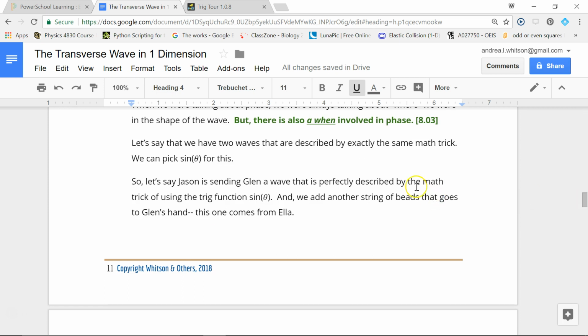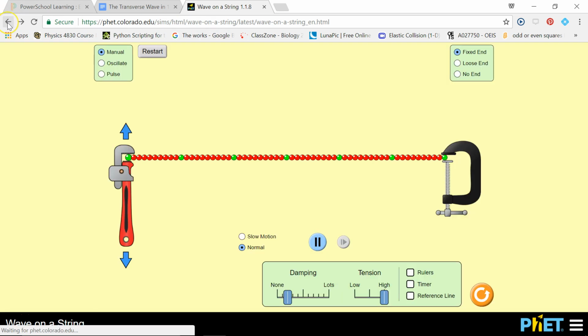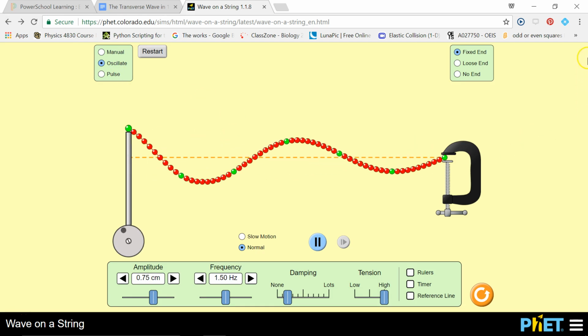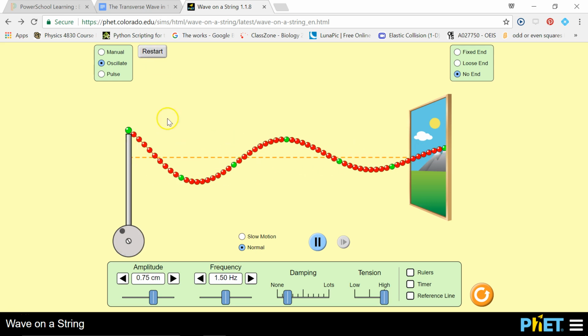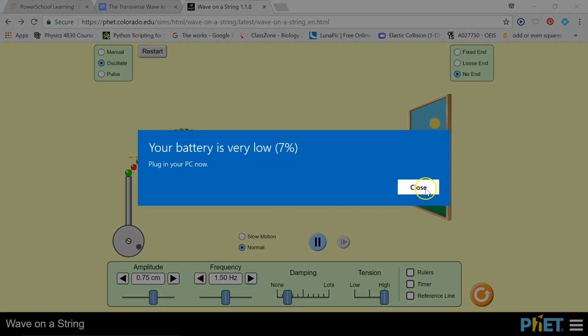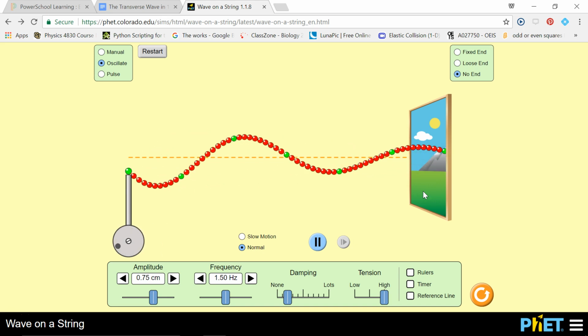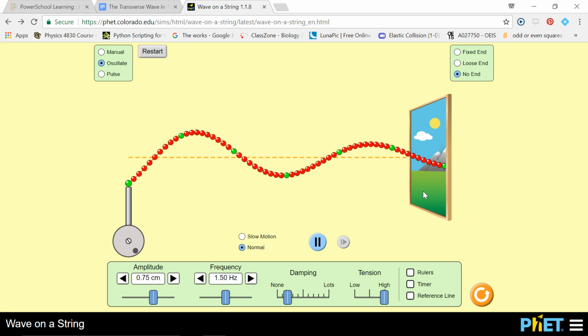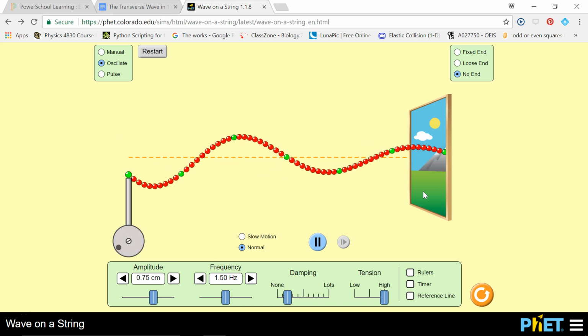So if we have an oscillating wave, now we're talking about Jason sending it to Glenn, and let's go back to our wave on a string. So we're done with the trig simulator, unless you're doing the math path. Okay, so Jason is oscillating, and he is sending it to Glenn, and Glenn is receiving the energy.